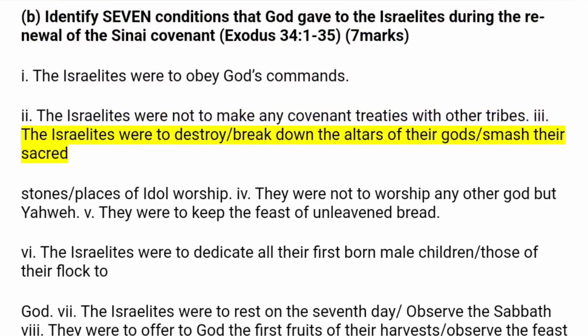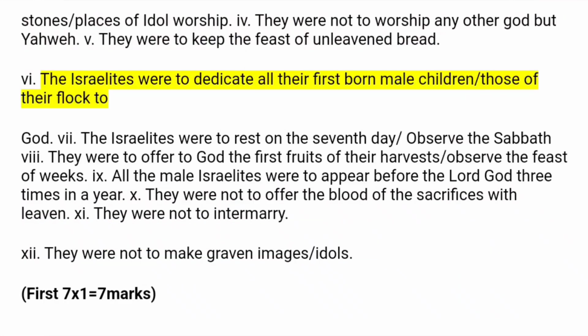iii. The Israelites were to destroy, break down the altars of their gods, smash their sacred stones, places of idol worship. iv. They were not to worship any other god but Yahweh. v. They were to keep the feast of unleavened bread. vi. The Israelites were to dedicate all their firstborn male children, those of their flock, to God. vii. The Israelites were to rest on the 7th day, observe the Sabbath. viii. They were to offer to God the first fruits of their harvests, observe the Feast of Weeks.